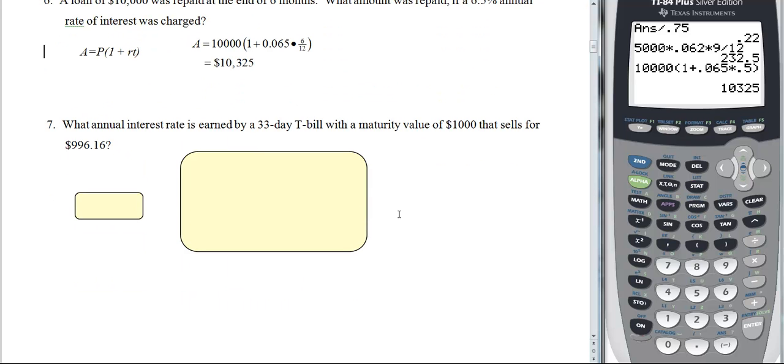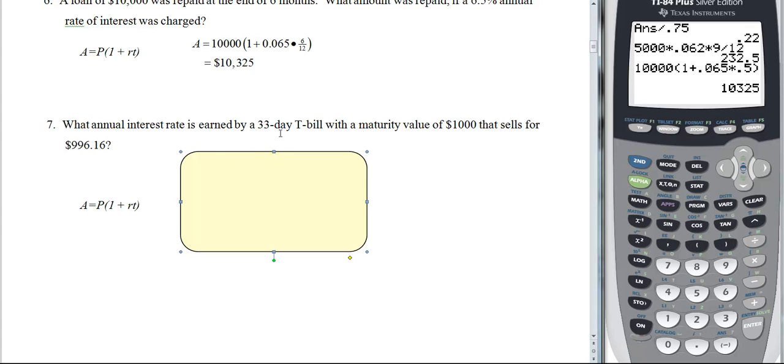Last problem for this one. What annual interest rate, so asking me for R, is earned by a 33-day T-bill with a maturity value of $1,000 that sells for this? Maturity is another way of saying amount at the end. That's total value, the amount at the end. So I know how much it cost at the present time, so that's my principal.